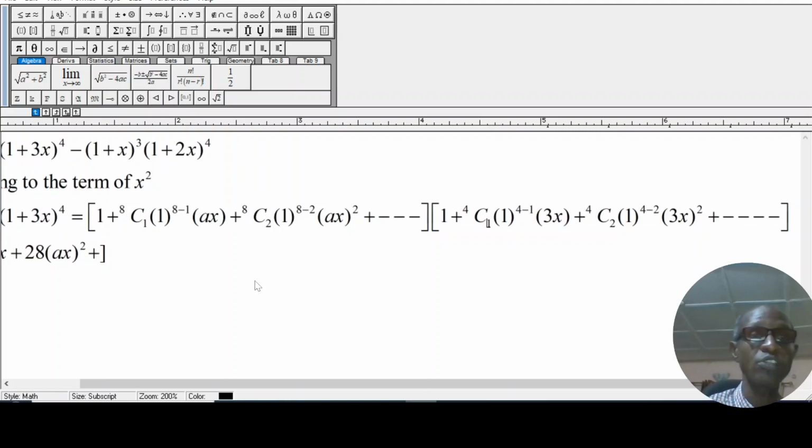So ignored other terms. So for this, also we now have 1 plus 4 into 3x. Then 4 combination 2 is 6.